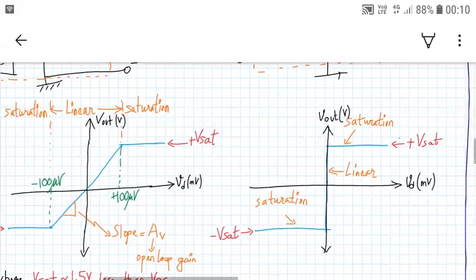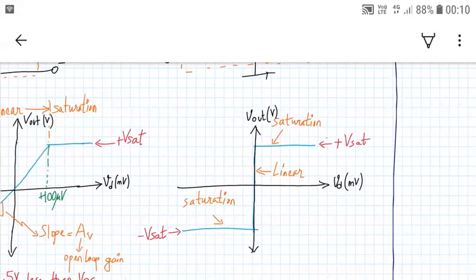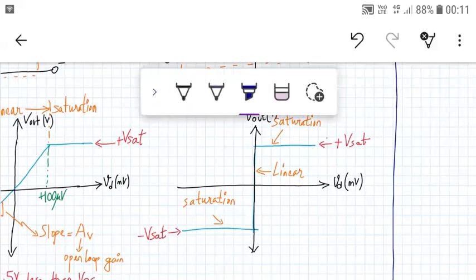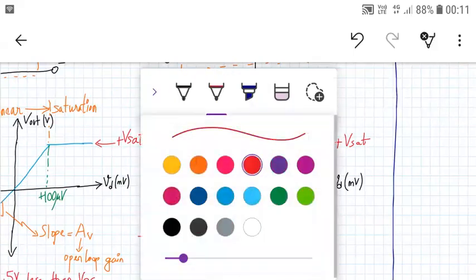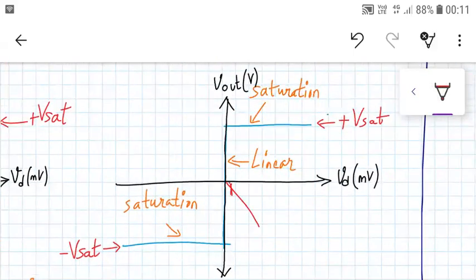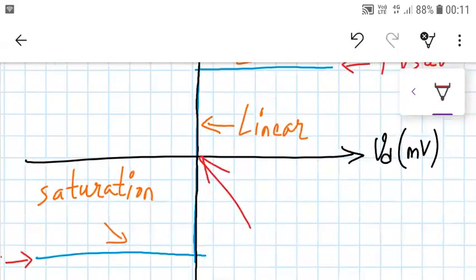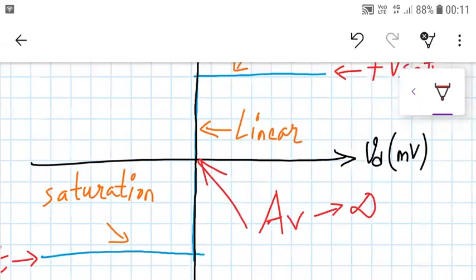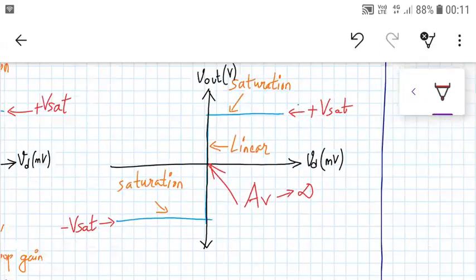Now let's come to the ideal characteristics. For the ideal characteristics, it's pretty straightforward. Here we have the linear region, which is almost a vertical line, and we have the two saturation regions over here on the positive side and the negative side. So what does it indicate about the gain? If we have a vertical line, the slope of that will be infinite. So hence we can say that for open loop configuration, the open loop gain is indeed infinite.